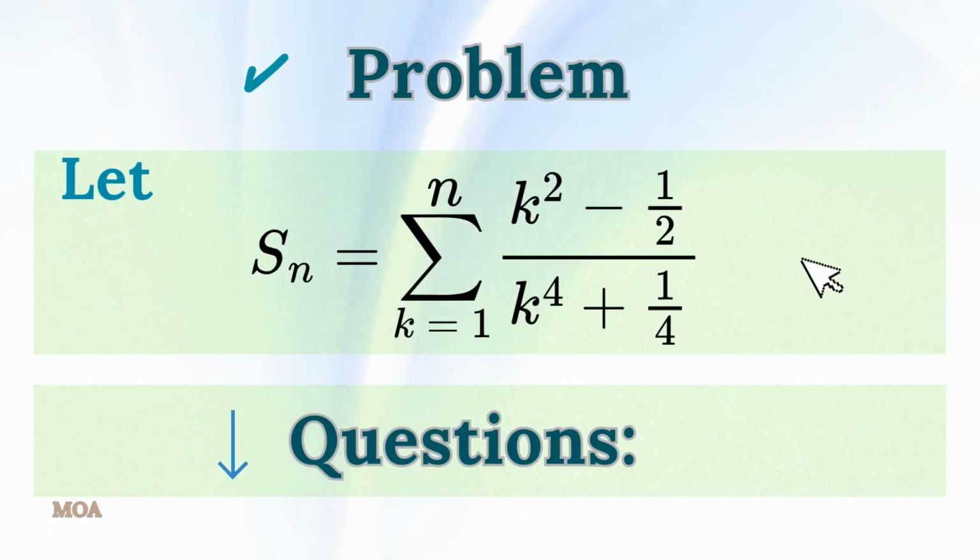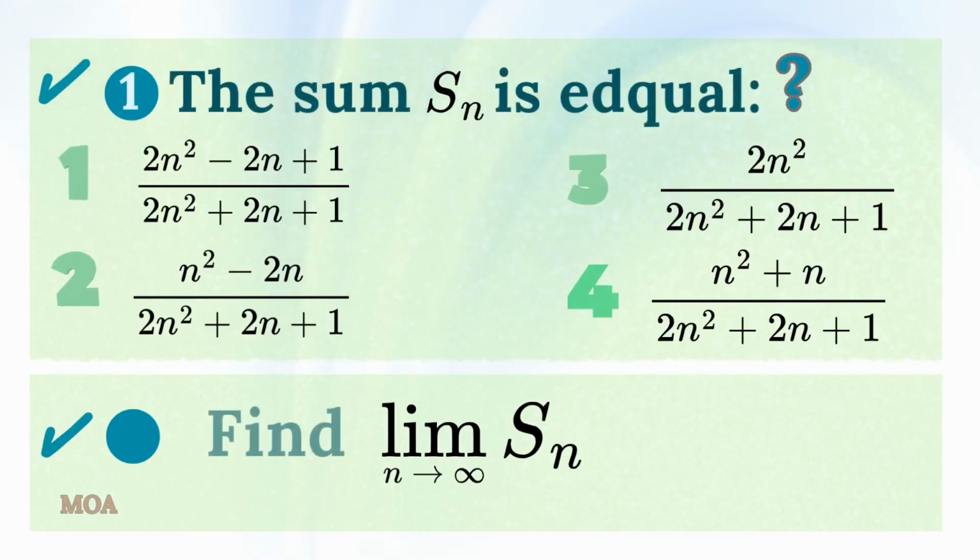In this problem, let the sequence S sub n equal the sum from k equals 1 to n of the quantity (k squared minus 1/2) over (k to the 4th power plus 1/4). The questions are as follows. The first question in this quiz is, which expression equals S sub n? Choose from options 1, 2, 3, or 4. The second question is, find the limit of the sequence S sub n as n tends to positive infinity.